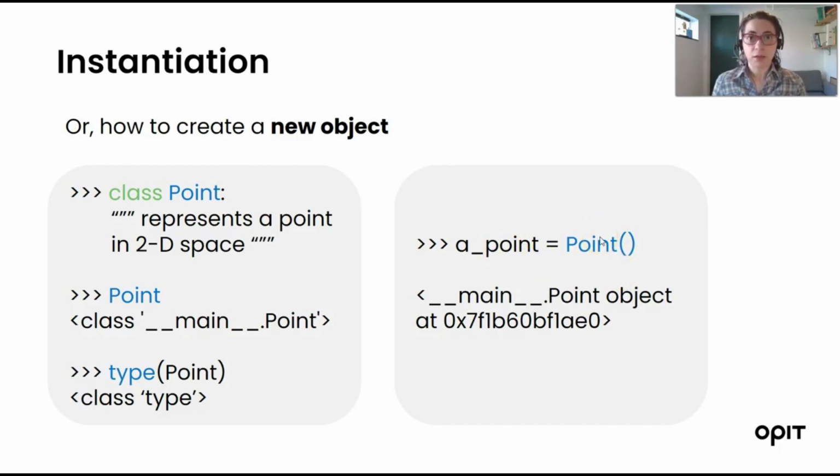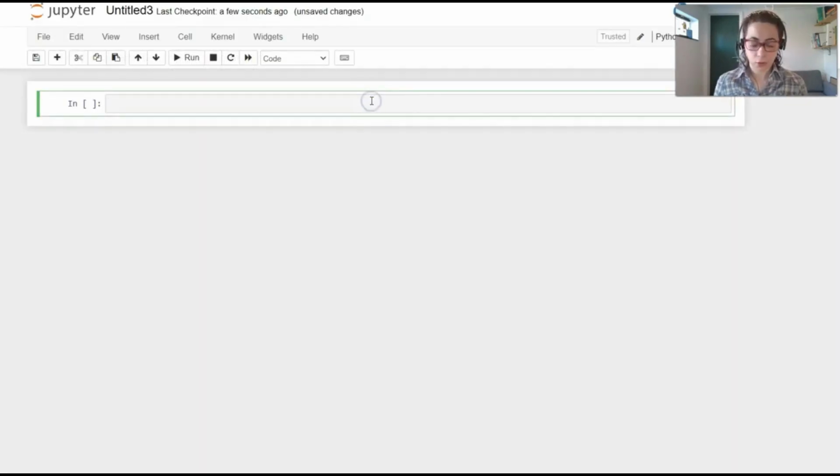So if you check what a point is now, you will get this message, which means that it is an object of the point class. This part of the message here just tells you where in memory this object is stored. Let us see all that in Jupyter now.